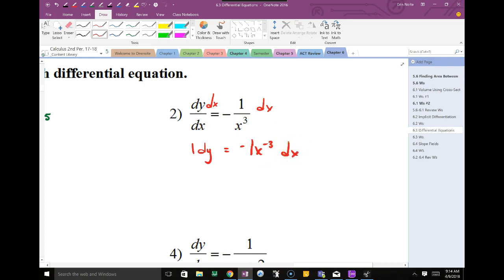Are all of my variables on the correct side? Doing good so far. So far we haven't had too complicated of questions. So now what do I do? Good, anti-differentiate. So what is the antiderivative of 1 dy? y. And the antiderivative of negative 1x to the negative third?